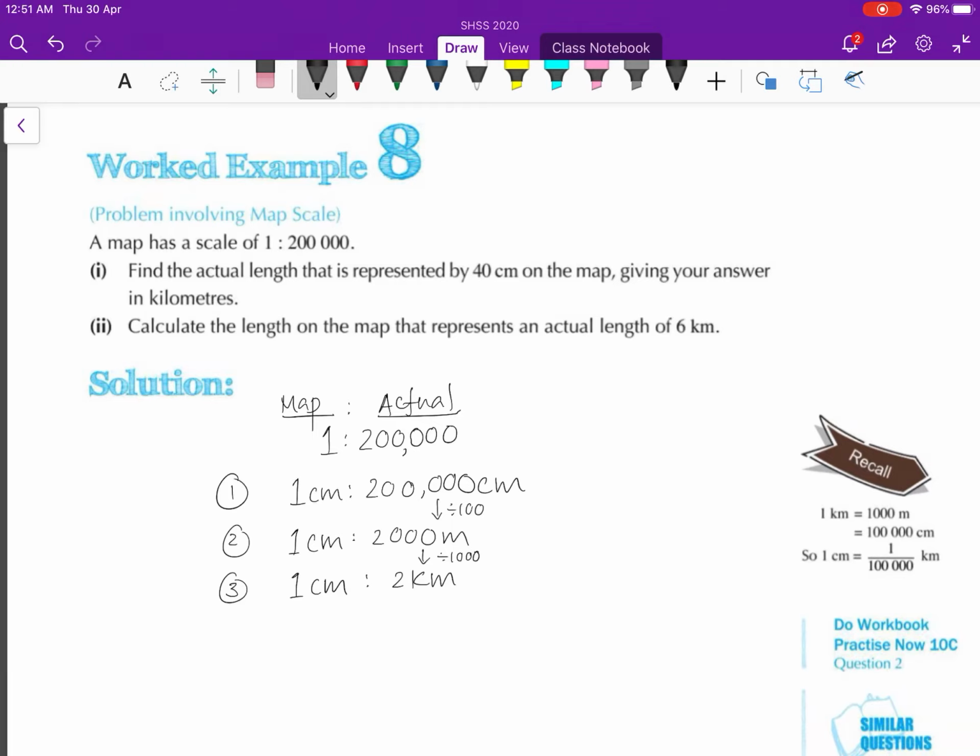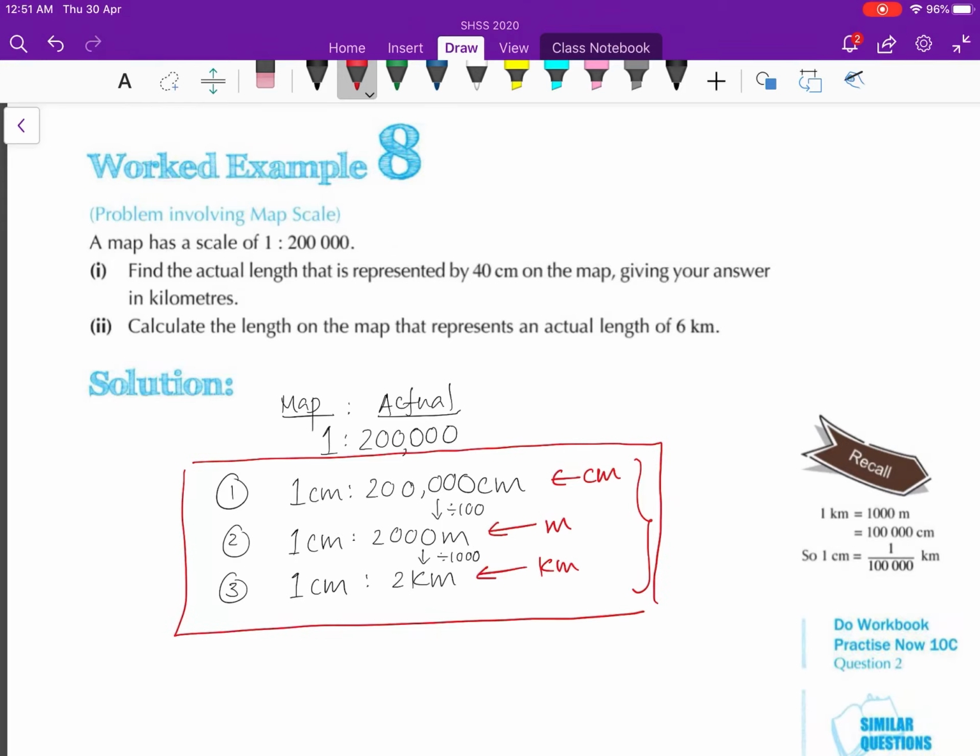Why do I need this three? This is in cm, this is in meters, and this is in km. I always want to get these three first so that I have the flexibility to do any questions I want later, no matter what the question asks. Okay? So now, let's read the question.